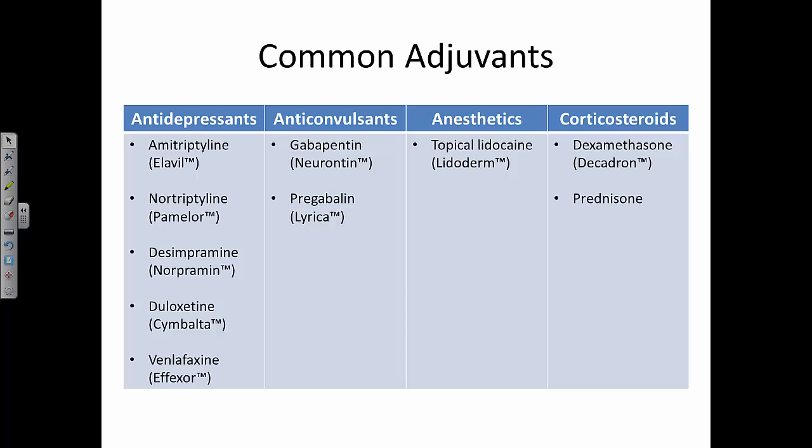Looking at some of the common adjuvant analgesics, like I mentioned, these are drugs that are commonly used for other conditions. So antidepressants, anticonvulsants used for epilepsy, anesthetic agents, and corticosteroids, which can be used for about 1,000 different things. Anytime you start these agents, you want to talk to your patients about the benefit for pain because you don't want to prescribe an agent like amitriptyline or Elavil, which is an antidepressant, for pain, and have the patient think that you're assuming that they're depressed.